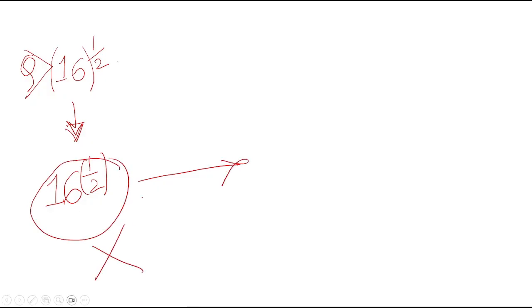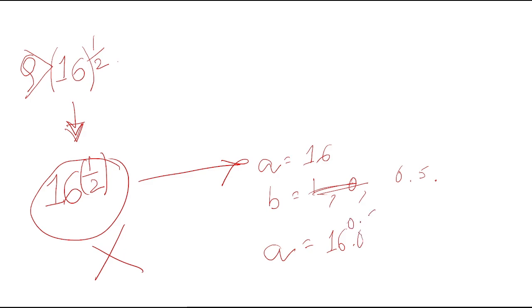So by taking individual variables, A equals 16, B equals 0.5. Not 1 and 0, okay, so 16 and 0.5. A is equal to 16, power 0.5.